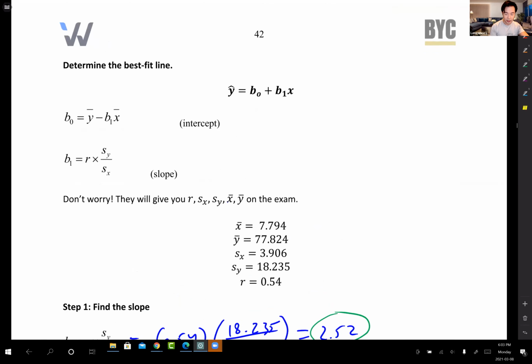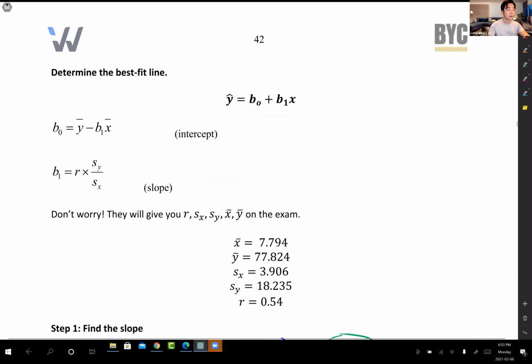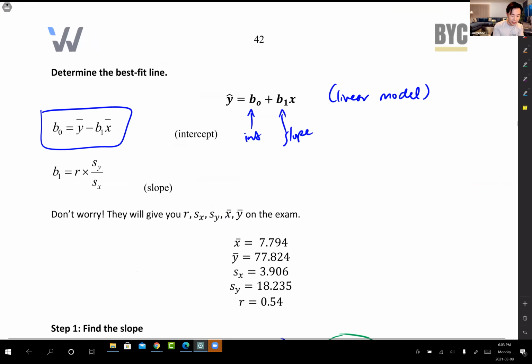Page 42. Yesterday, we determined the best fit line. We have the intercept, the slope, and that's assuming a linear model. Again, not every relationship between X and Y is linear, but if it is, then this will be the formula. And of course, there's a formula for the intercept and a formula for the slope.